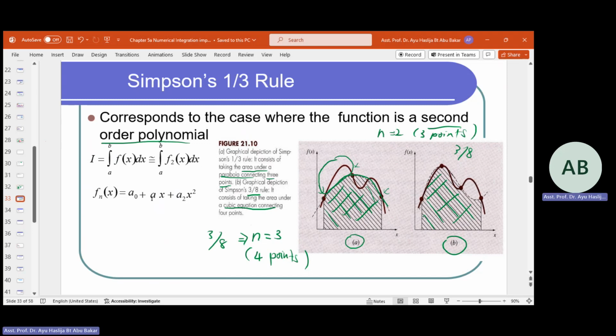In comparison with trapezoid, totally different shape. Now that's the concept of Simpson's rule, 1/3 and 3/8. There are two conditions. For 1/3, minimum n equals to 2. It needs 3 points.